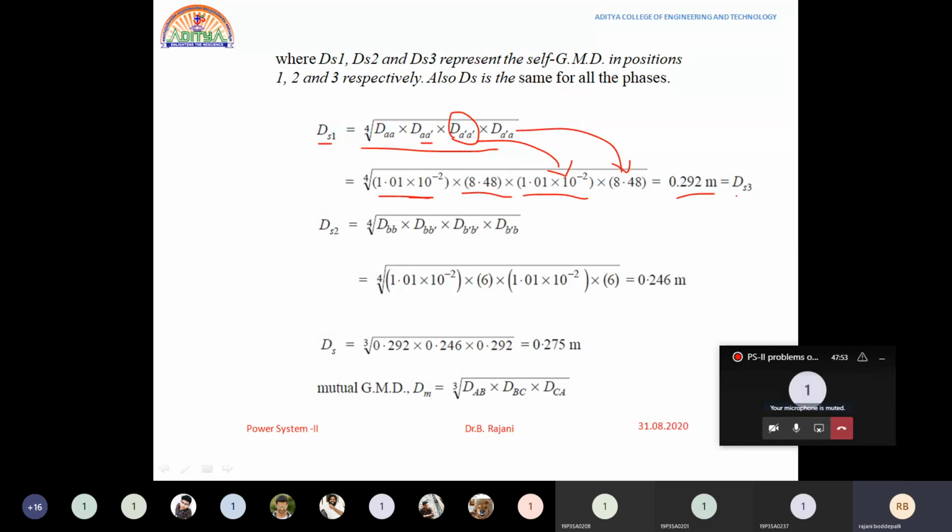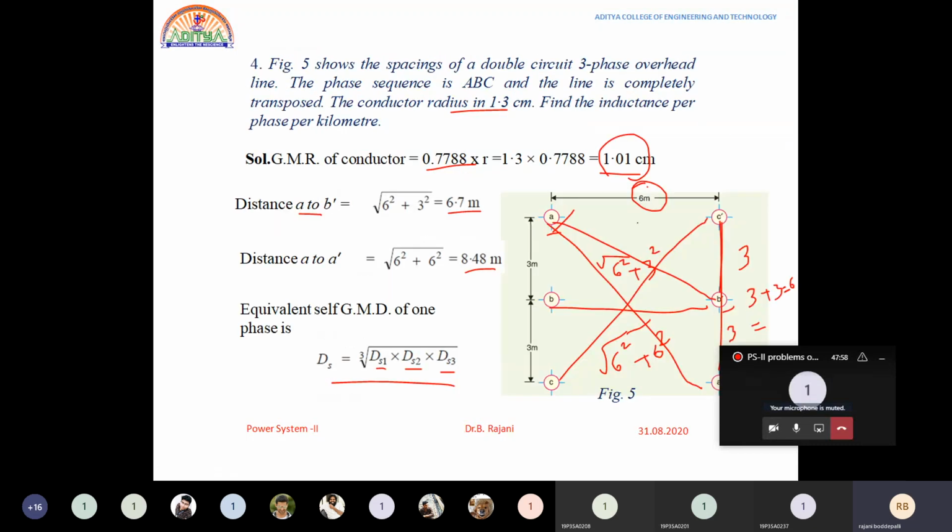One thing you need to understand from this diagram, you have to see the diagram: A and C have the same distances. But B is at a distance of 6 meters, whereas C dash is at a distance of root of 6 square plus 6 square. All of you able to understand? Root of 6 square plus 6 square value is 8.48.